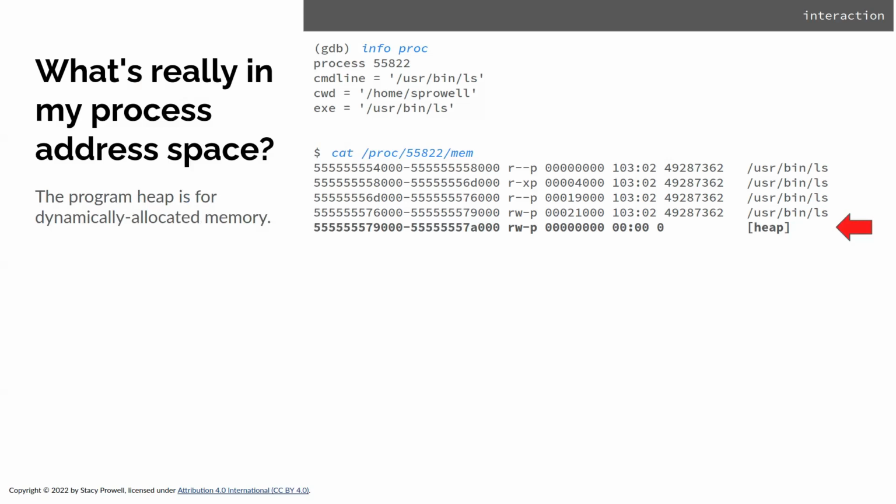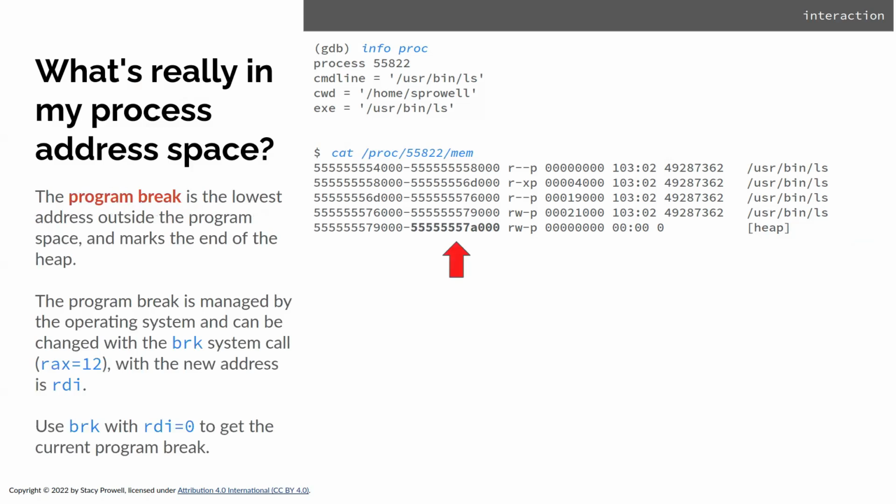And then here's the heap. So the heap isn't backed by a file, and so I don't have any device numbers or inodes or offsets. It's readable and writable, but not executable. I don't want an executable heap unless I really, really, really have to have it. I don't. And you'll notice this address right here is the highest address for my program. It represents the end of the heap. And it's got a special name. This is called the program break.